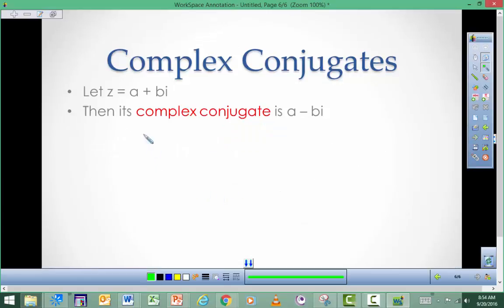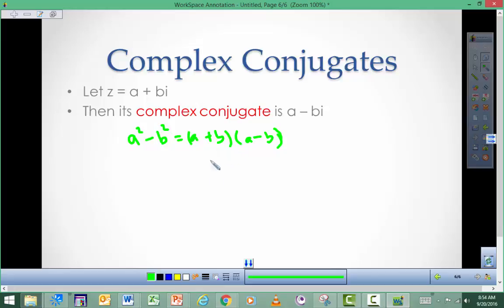Okay, so remember when we're dealing with square roots, we noticed the fact that a squared minus b squared is equal to a plus b and a minus b. Now this setup is kind of nice because when you multiply it all out, there is no middle term and you end up with a bunch of squares. Well, that's kind of nice because if we have an i squared, we're going to get rid of the i squared because it's equal to negative 1.